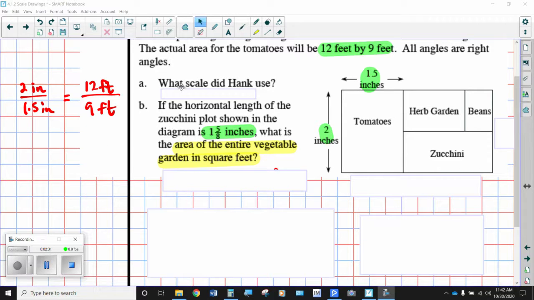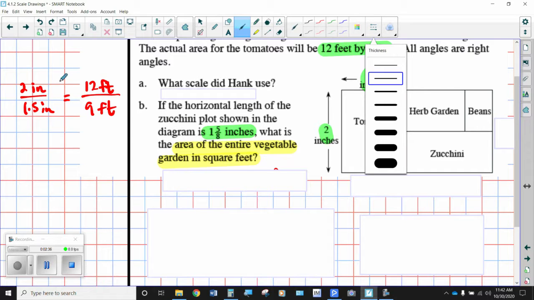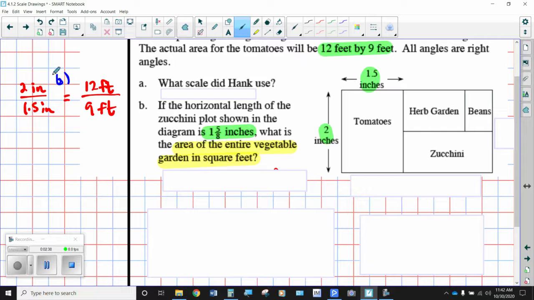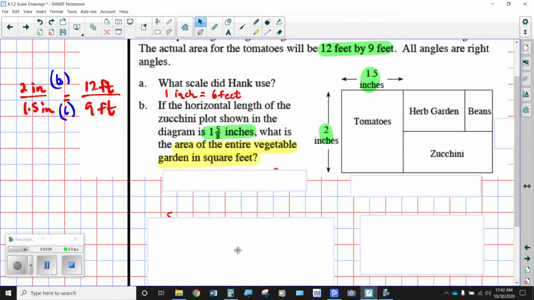So for the first part, what scale did Hank use? Well, if we're taking a look at this, we're seeing that when you multiply 2 times 6, you get 12, and so we'll multiply 1.5 times 6, and we would get 9. So that means that every inch must be equal to 6 feet, right? Because 2 times 6 is 12, 1.5 times 6 is 9, so every inch on here is equivalent to 6 feet. So if the zucchini patch is 1 5/8 inches, then we're going to have to multiply that times 6 to figure out what the distance is in feet.